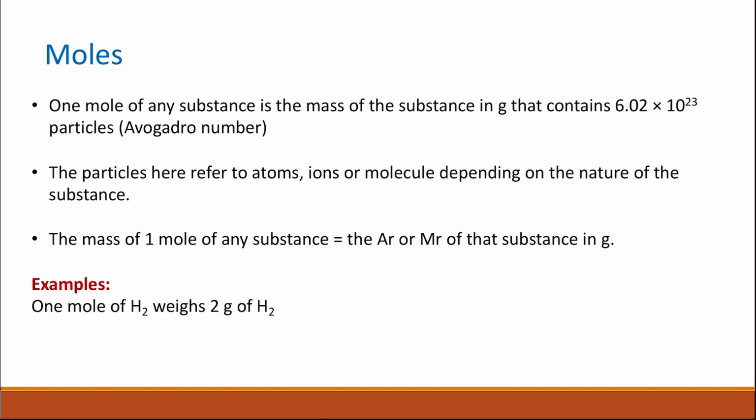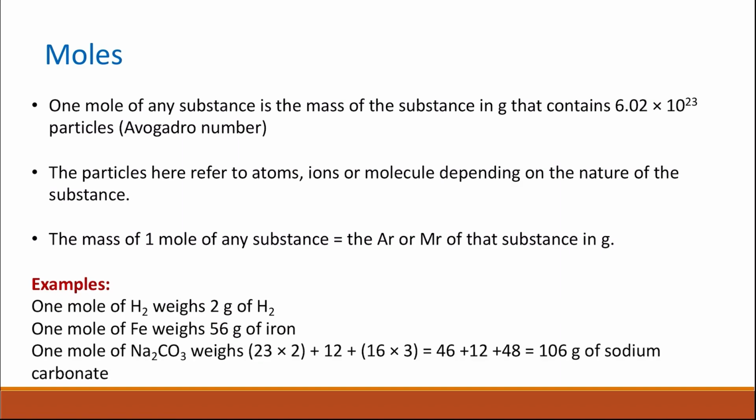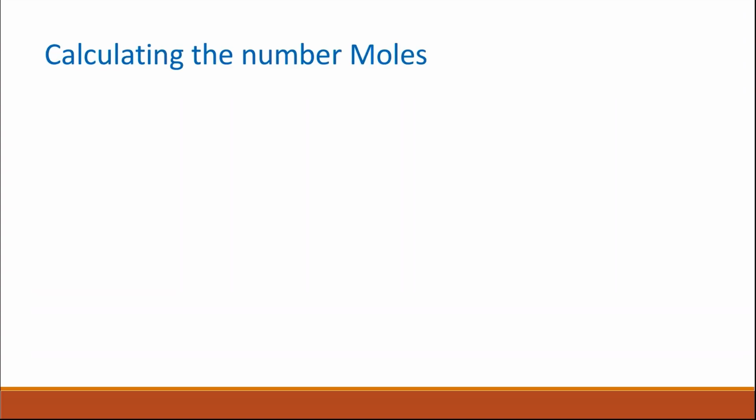Some examples. So 1 mole of hydrogen molecule, which is 2 atoms of hydrogen, will weigh 2 grams. 1 mole of iron will weigh 56 grams. And 1 mole of sodium carbonate would weigh the exact same as the relative formula mass of sodium carbonate in gram. So the relative formula mass of sodium carbonate is 106. So 106 grams of sodium carbonate would be 1 mole of that substance.